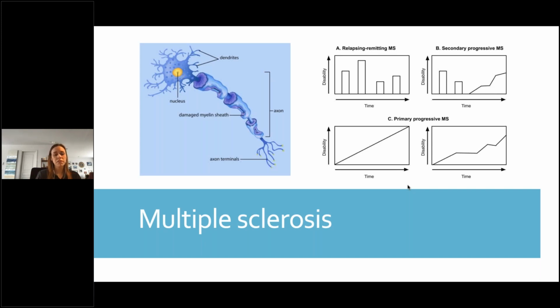There's also 15% of patients that will have a diagnosis of primary progressive MS. Those patients will experience disability progression from the beginning of the disease.